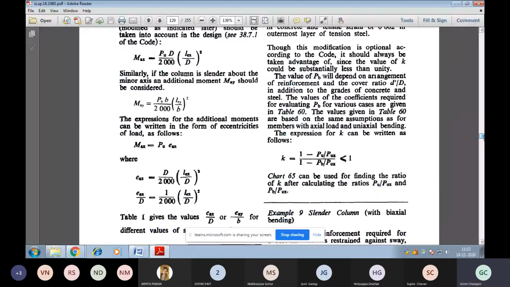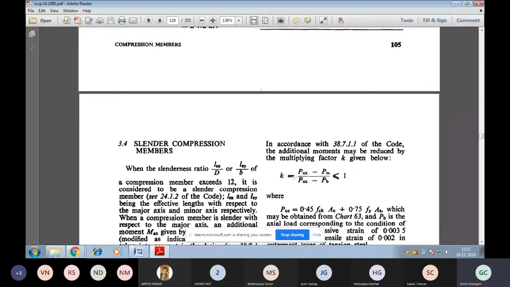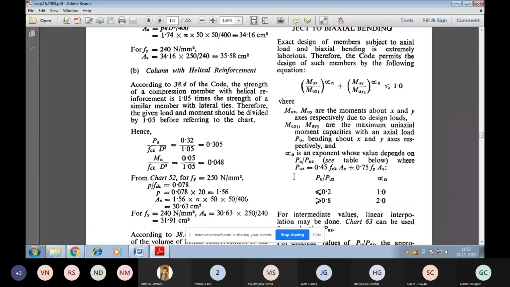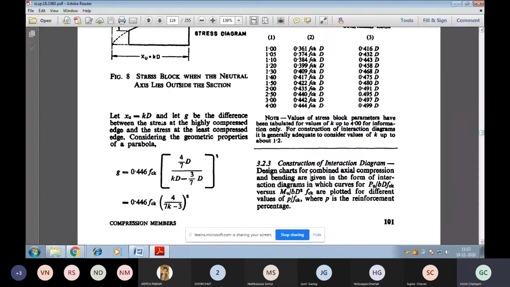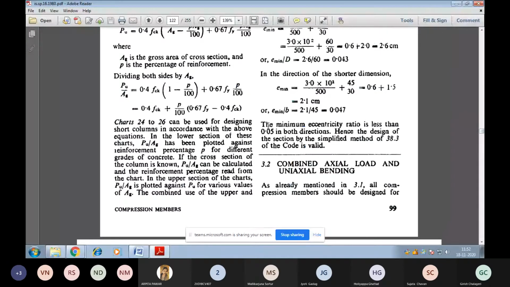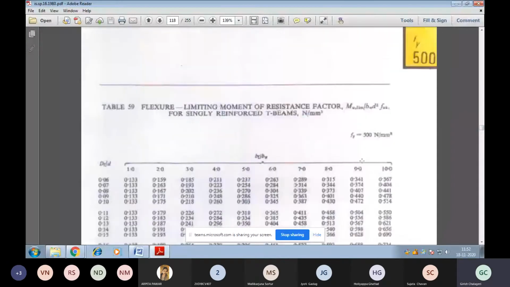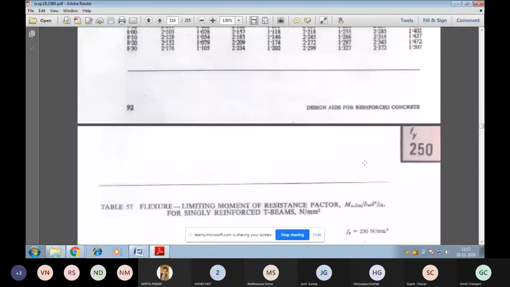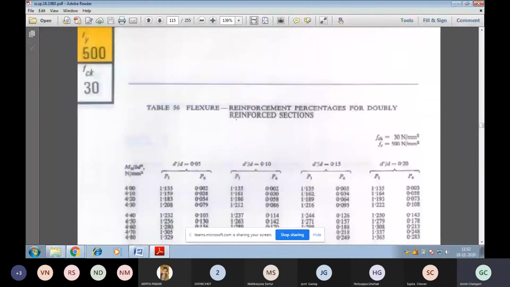Center columns we got. We are in beams here. So it will be about this. Table number 58. Table number 59. Table number 57. Yes, we can see here reinforcement percentage for doubly reinforced sections.